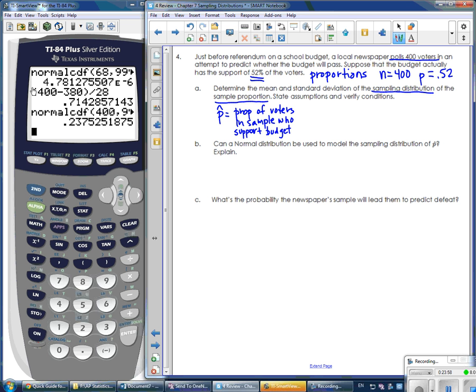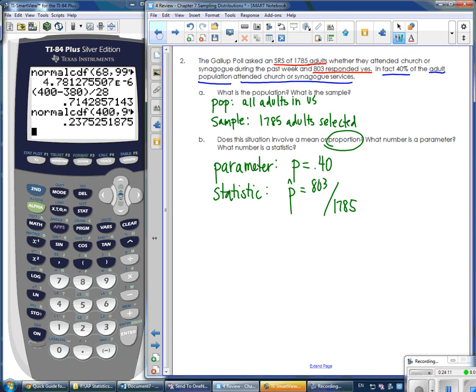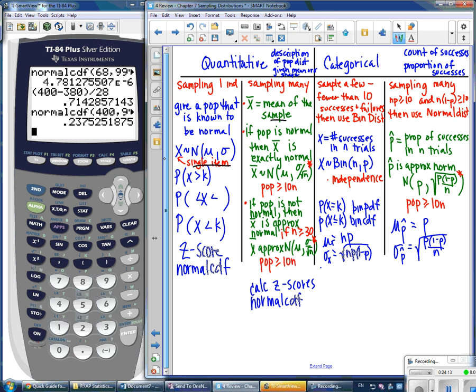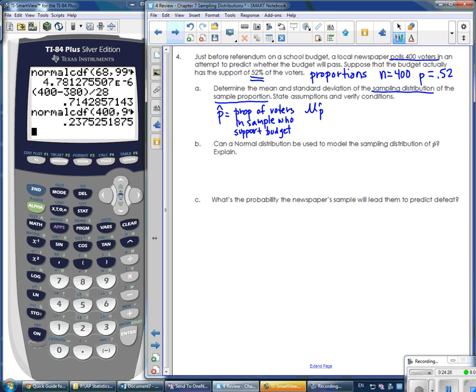Just like we did in the beginning of the year, anytime you're dealing with a variable, you need to define it. So I'm defining p hat as the proportion of voters in the sample who support the budget. Now notice, in this case, I am not even going to look at the binomial distribution because it is telling me to calculate the mean and standard deviation for p hat. Okay, so the mean of p hat and the standard deviation of p hat, if you remember from the other screen, that's these formulas. And remember, we also have a condition, which is to check to make sure that the population is at least 10 times my sample size. So let's go back over to that problem.